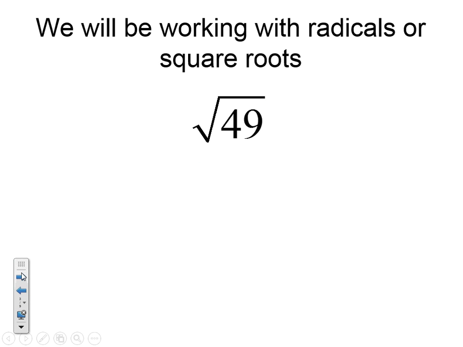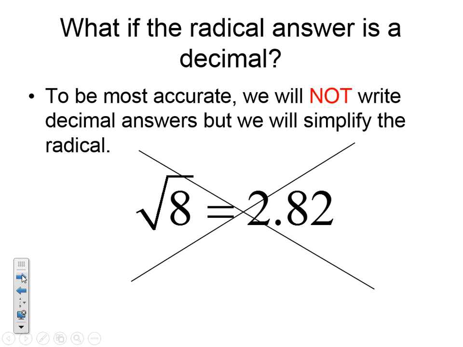All right. When we'll be working with radicands and square roots, we're going to take like the square root of 49. If we do that, some of you might already know 49 is a perfect square. So if we plug that into your calculator, the square root of 49, it's going to shoot out 7 for us. So that's a perfect square. So it's going to come out as a whole number. But sometimes, if we get a radical answer that is a decimal, to be the most accurate, we will not want to write it as a decimal answer. We'll want to simplify it as a radical.